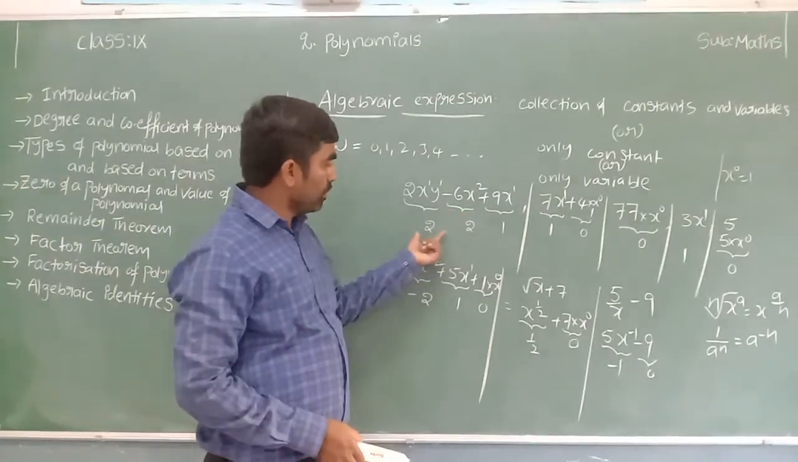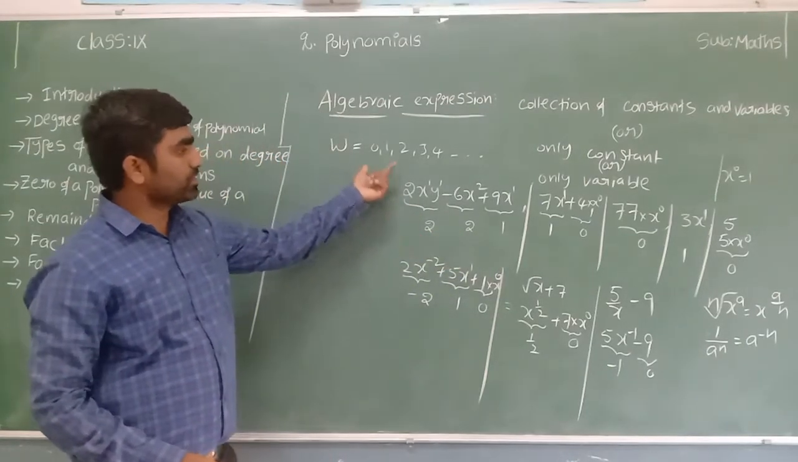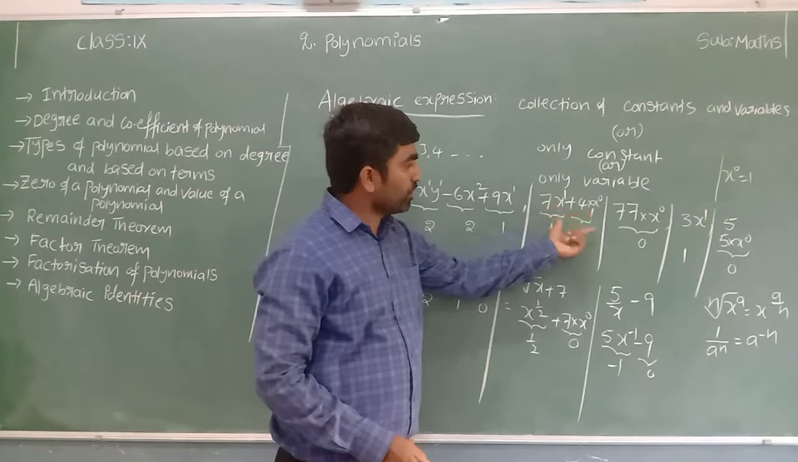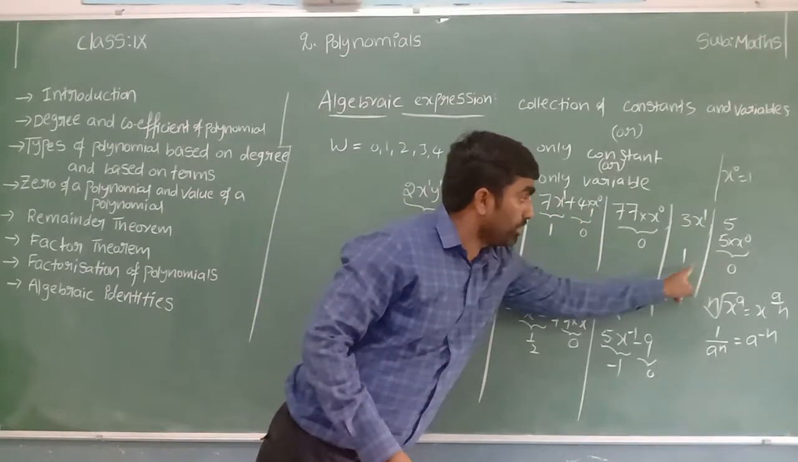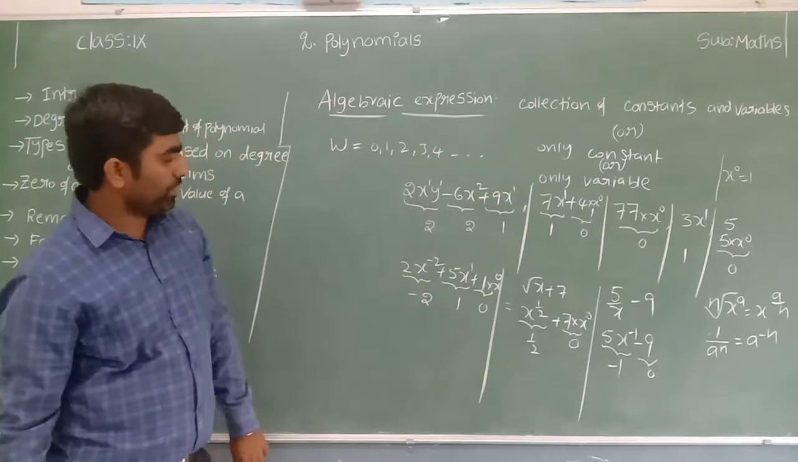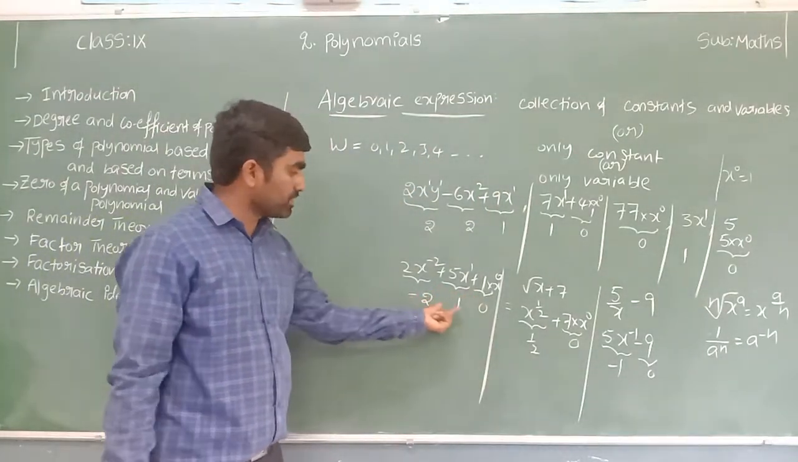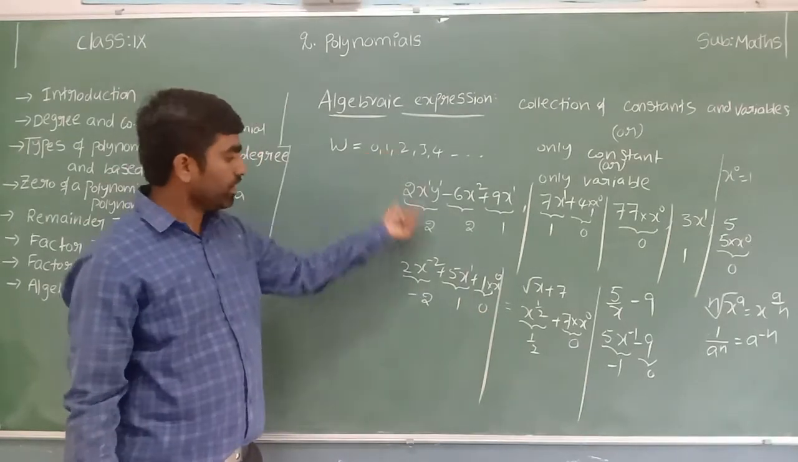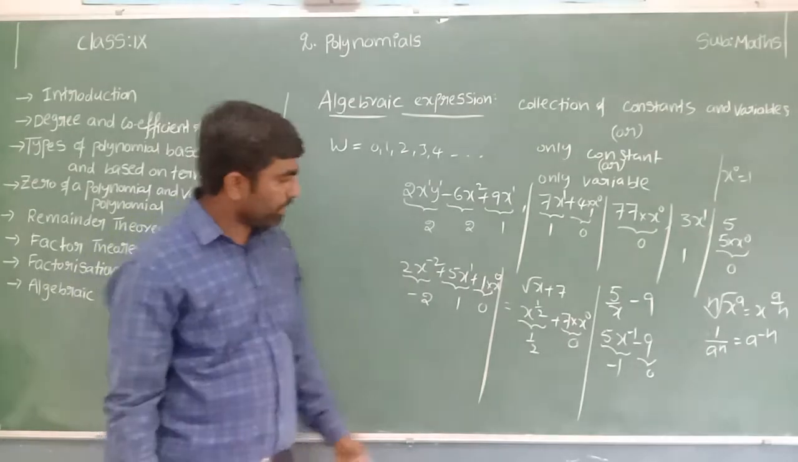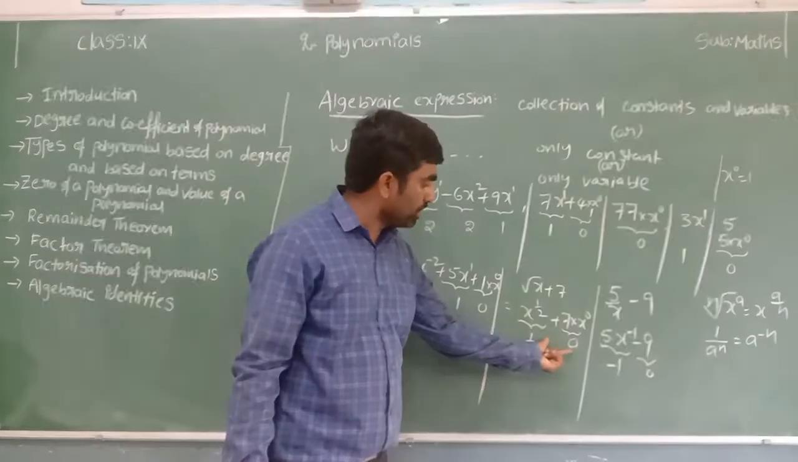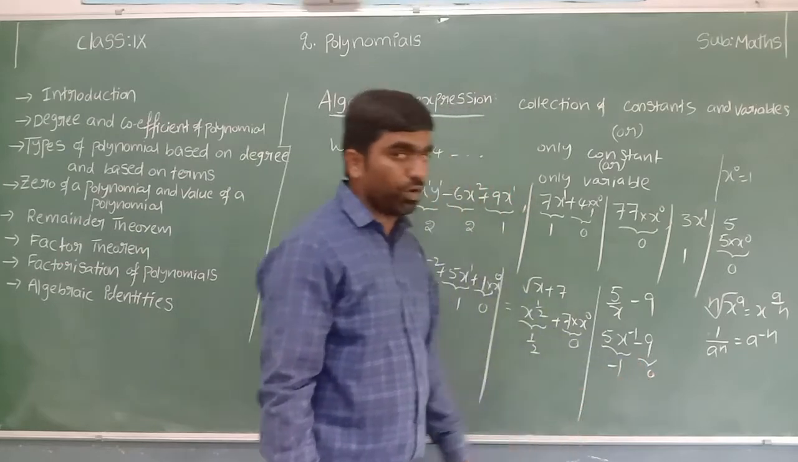Algebraic expressions whose variable powers are 2, 2, 1 are whole numbers. Algebraic expressions whose variable powers are 1, 0 are whole numbers. Even here you can see all these powers belong to whole numbers. But if you see this algebraic expression, here the powers do not belong to whole numbers. 1, 0 are whole numbers, but minus 2 is not a whole number. Even here, 1 by 2, 0, they are not whole numbers. Minus 1, 0, both are not whole numbers.